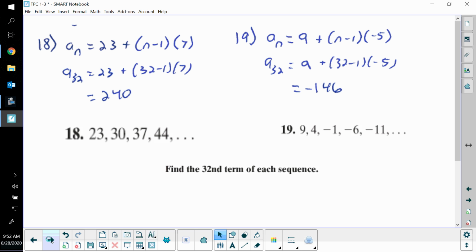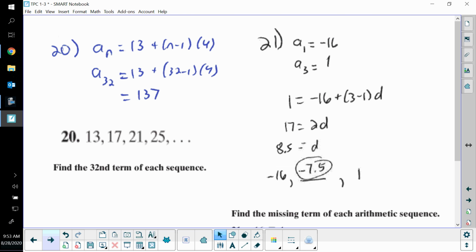Really similar idea. In the next one, your d you have is negative 5. Putting in 32 for n, 9 is your a1, we get negative 146. Same process in 20, should have got 137.